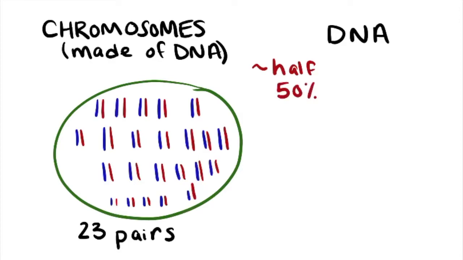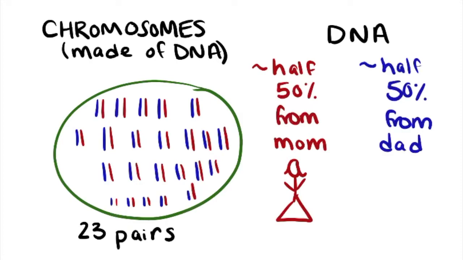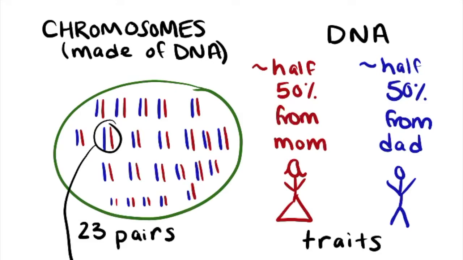Half, or about 50%, of your DNA is from your mom, and about half, or 50%, of your DNA is from your dad, which means that about half of the traits that are caused by your DNA are from your mom or your dad. Let's zoom in and take a look at one of the chromosome pairs.